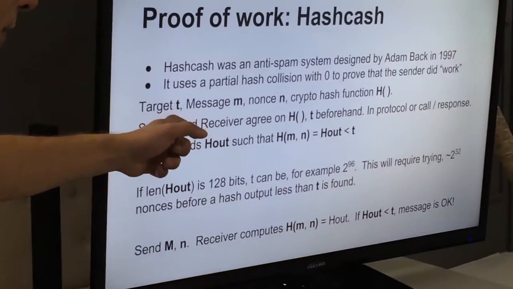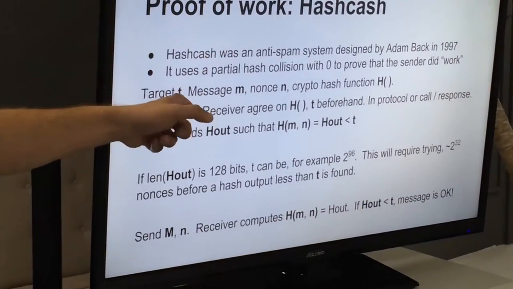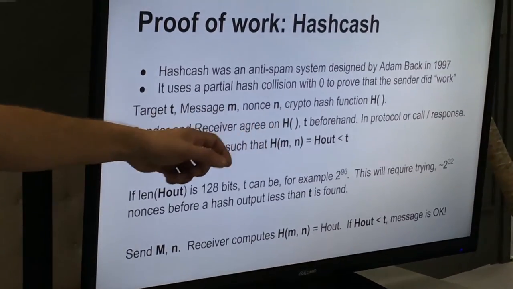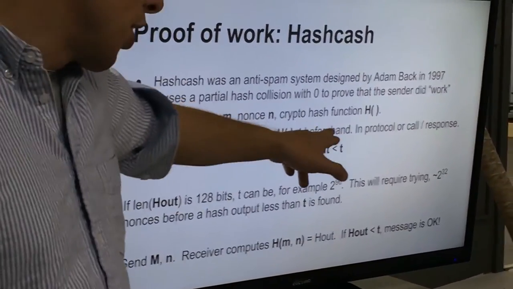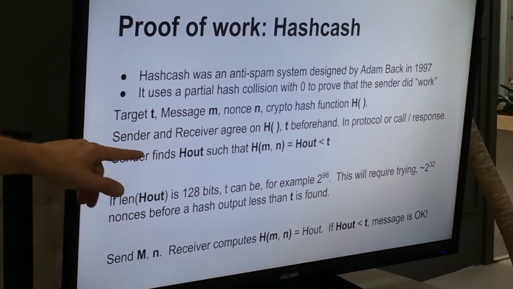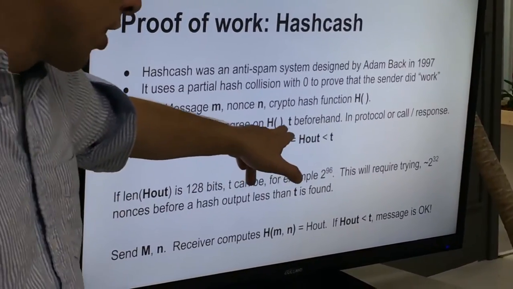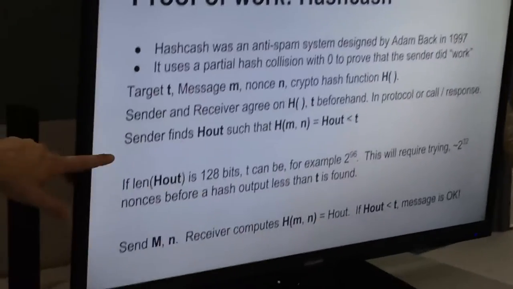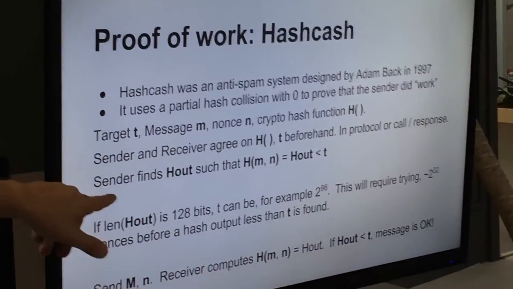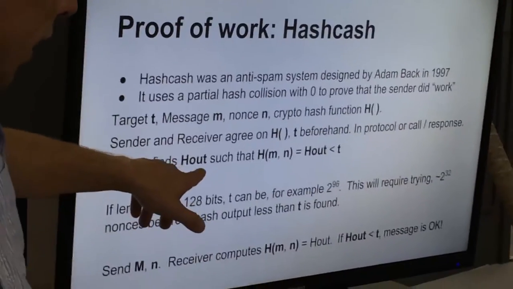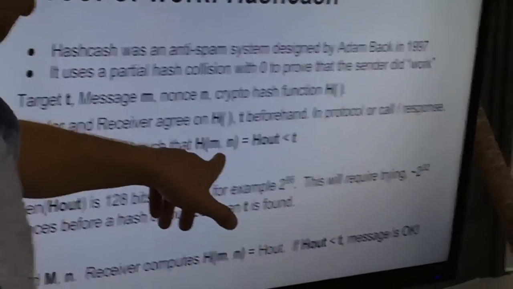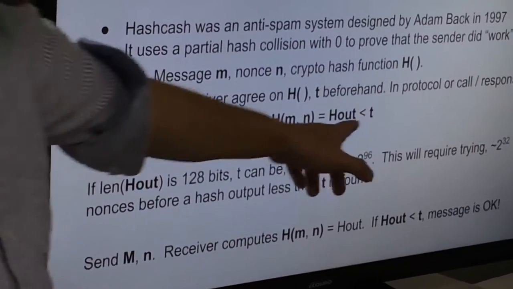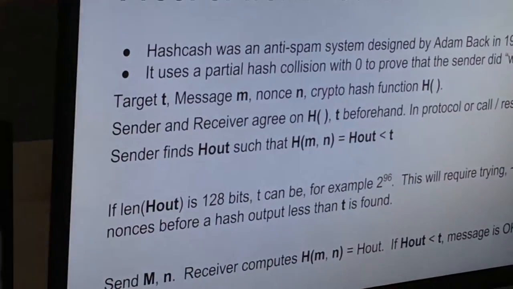So the idea is you have a target T. For Hashcash, the idea was you have a target T, a message M, a nonce N, which is the number you increment and try different, and a hash function H. The sender and receiver agree on the hash function, and they agree on the target, the difficulty, beforehand. So there's a sort of call and response where the sender finds a nonce such that the hash of the message concatenated with the nonce is less than T.